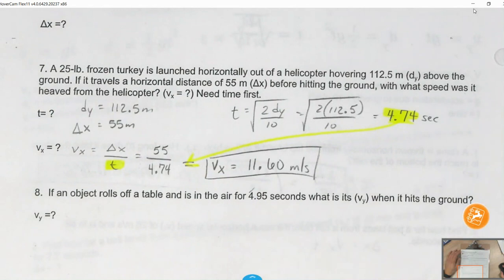All right, number 8 is super simple. You're given time. They want to know vy, the speed at which it hits the ground vertically if it was just dropped from that spot. If they just want vy, you're just going to do vy equals g times t.